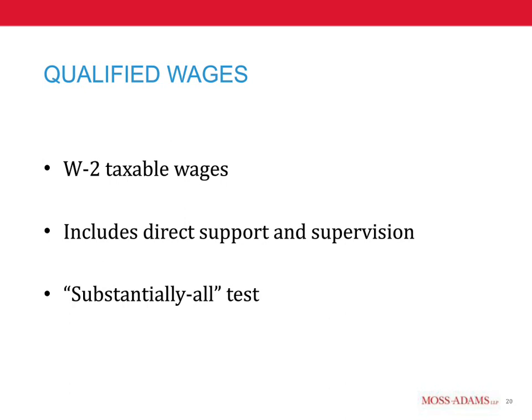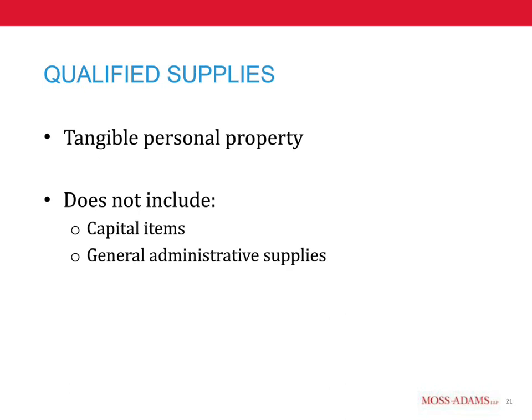The next category is qualified supplies. So for supplies to be included, it cannot be depreciable property. This is usually consumable, tangible materials, or prototype costs, things of that nature. Things that we cannot include are general and administrative supplies, office supplies, computer software that you've purchased, things like that we cannot include as a supply.